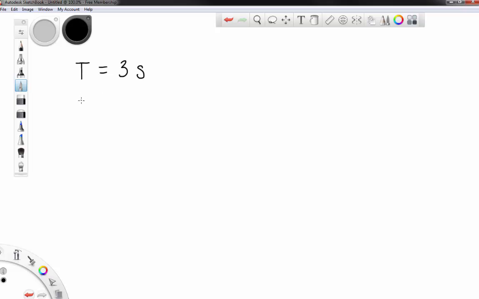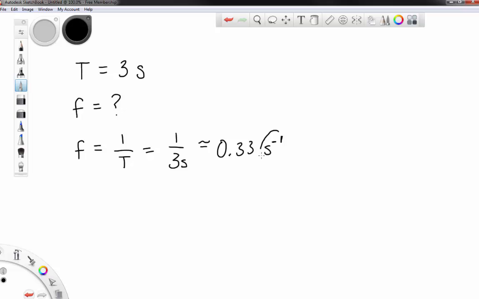And the other question was, what is the frequency of these waves? So the frequency, you'll recall, is related to the period by f equals 1 over T. So this would be 1 over 3 seconds, or 0.33 inverse seconds. And this unit of inverse seconds is sometimes called a hertz. So 1 hertz is the same thing as 1 wave per second, or 1 cycle per second.